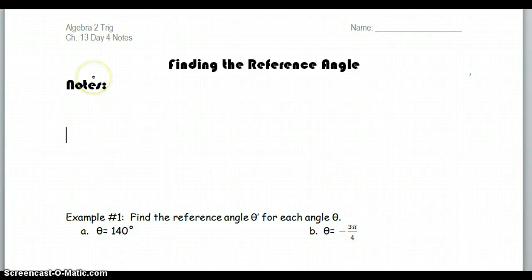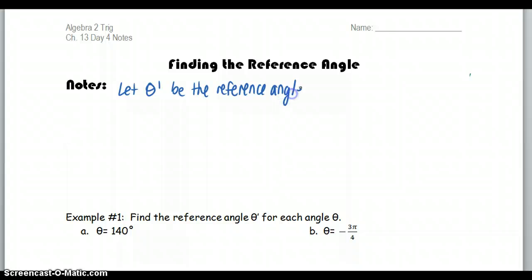Alright, to start out, we're going to go ahead and define what a reference angle even is. So let theta prime be the reference angle of theta. And just so we know, that theta with a little dash above it, we read that as theta prime. Just so you know what you're reading when they ask you for that in the problems we're going to be doing later.